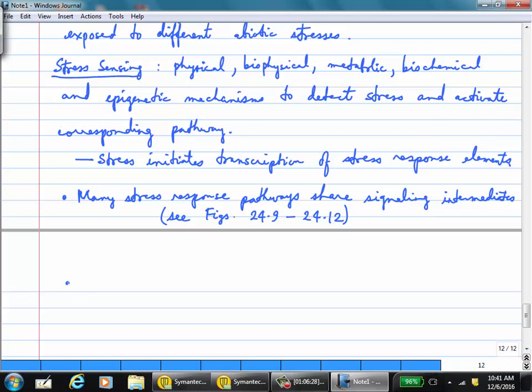All right, so now let me talk about some of the mechanisms that provide abiotic stress protection. So the stress is detected, then you have some signaling going on. What are the mechanisms that the plant uses to protect against different kinds of stresses? So let's talk about them. Mechanisms providing abiotic stress protection.